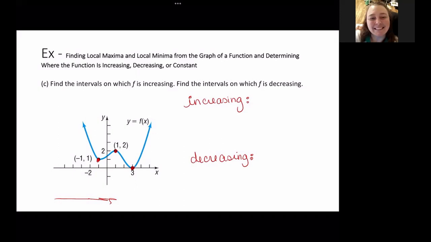As we're marching along, we're falling down the hill. So for decreasing, we are starting over here at negative infinity. It is decreasing from negative infinity to where? As I'm marching over to -1. That's my first decreasing. Now we're going to be starting at -1 and marching. Now we're going up the hill, so that's increasing. So we're increasing from -1 to 1.